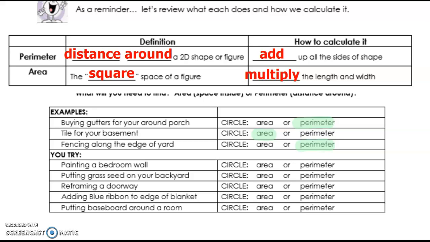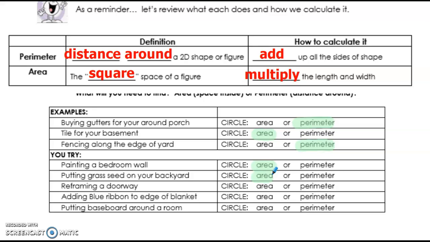So if you're painting a bedroom wall, you're looking at covering the entire wall and the space inside. So this would be an example of area. If you're putting grass seed on your backyard, so you're walking around your yard, shaking the grass seed bag, you are not just going on the outside, you're getting everywhere, the area, the space of your figure. So that would be another example of area.